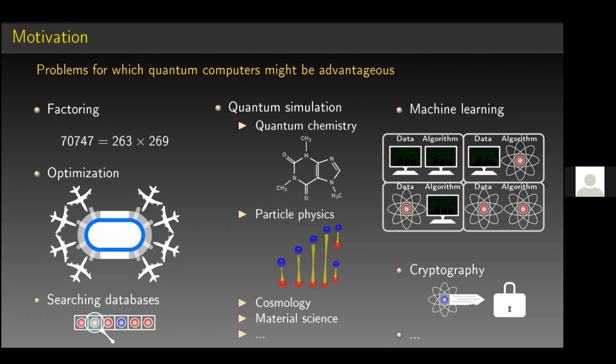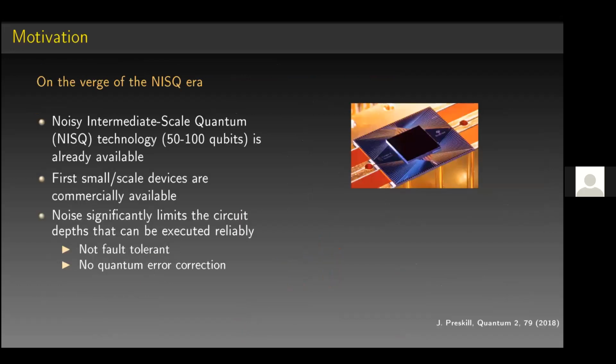So we would all be very excited to have a big quantum computer where we can solve all of these awesome problems. Unfortunately, we are not there yet. Currently we are at the verge of the so-called NISQ era. NISQ is a term that was coined by John Preskill in this reference here and stands for Noisy Intermediate Scale Quantum. What we currently have available is technology with on the order of 50 to 100 qubits. But these qubits still suffer from a considerable amount of noise.